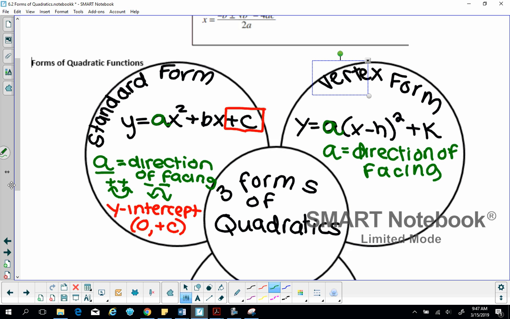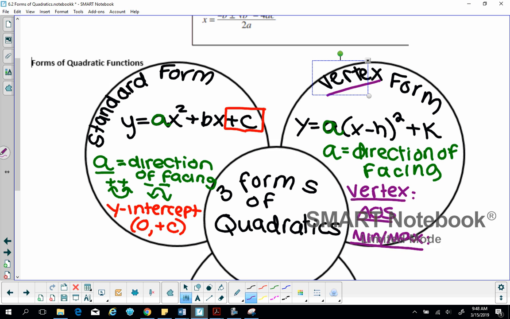What main word is in that form? It's what type of form? What does it say? Vertex form. So you're going to be able to derive the vertex out of this. Which means you're also going to be able to get your axis of symmetry, because it's just the x coordinate of your vertex, and also your min and max, because that's the y coordinate of your vertex.